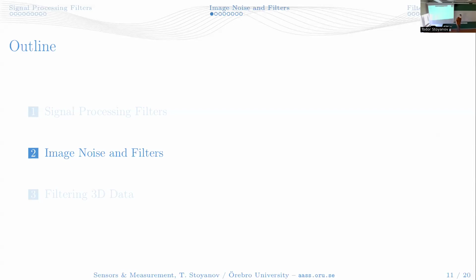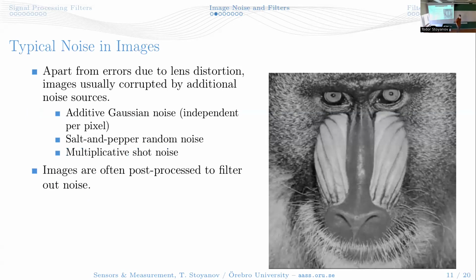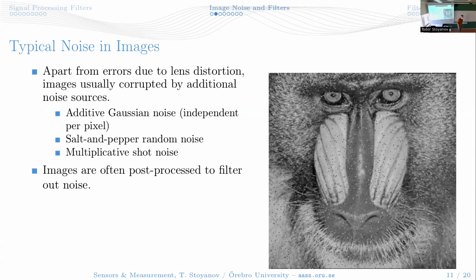Okay, so the next topic we're going to cover is images and noise in images. So here is the Mandrill picture that you remember from before. Here is some noise added on top of it. So what kind of noise should we expect in an image? There are different sources and different types of noise that you can get. Some of it is very difficult to remove. Some of it is possible to process away relatively easily.